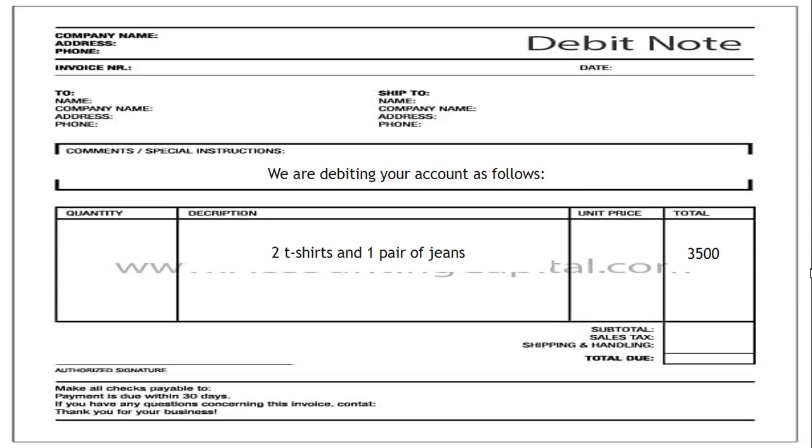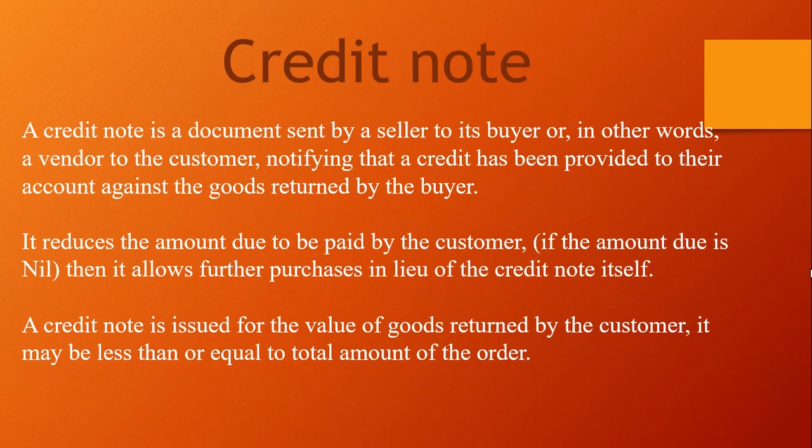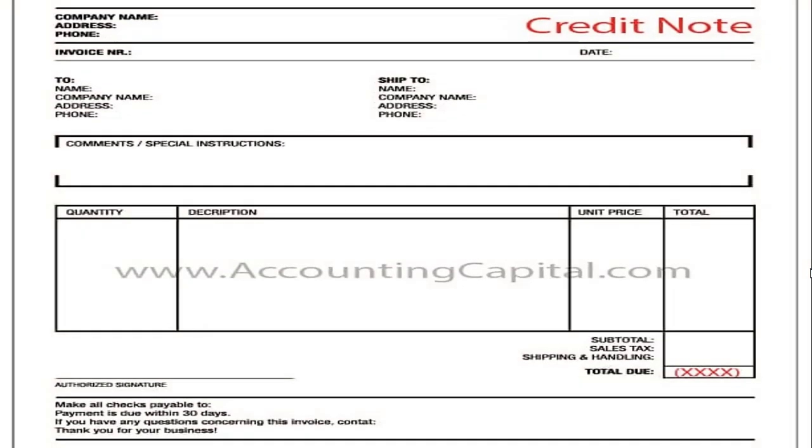Now, credit note. A credit note is a document sent by a seller to its buyer, notifying that a credit has been provided to their account against the goods returned by the buyer. It reduces the amount due to be paid by the customer. If the amount due is nil, then it allows further purchases in lieu of the credit note itself. This is the proforma of credit note.